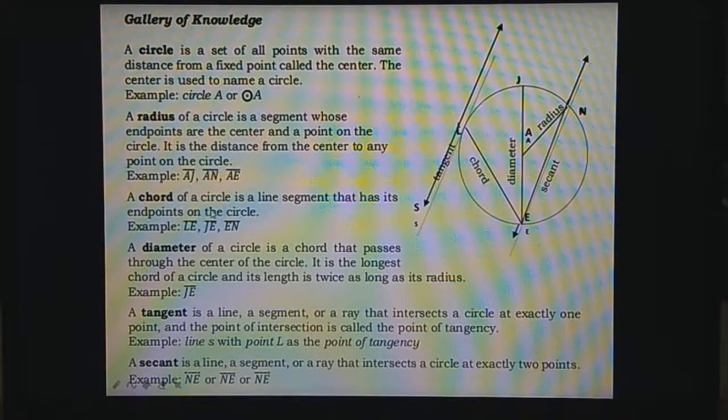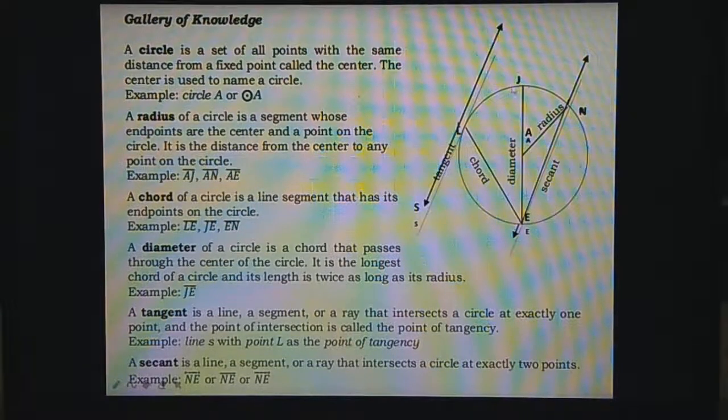Another term, we have chord. A chord of a circle is a line segment that has its endpoints on the circle. So, yung endpoints noong ating line segment ay parehong nandun sa circle. So, alin dito ang mga chords ng circle A? First one, we have line segment LE. Ang endpoints niya parehong nandun sa circle.